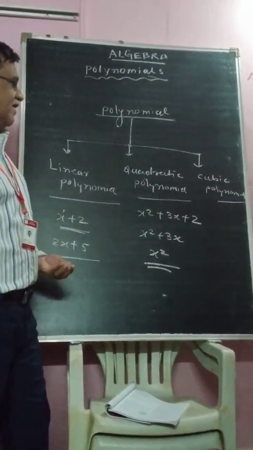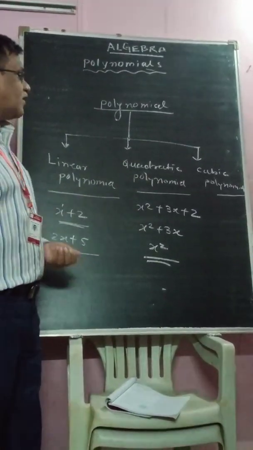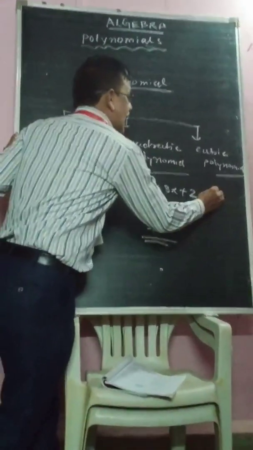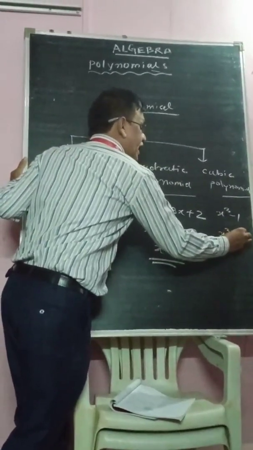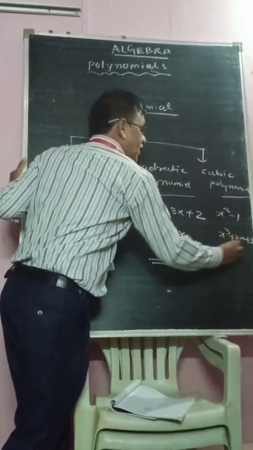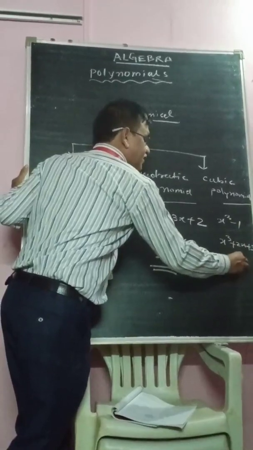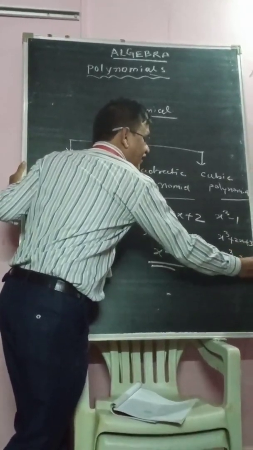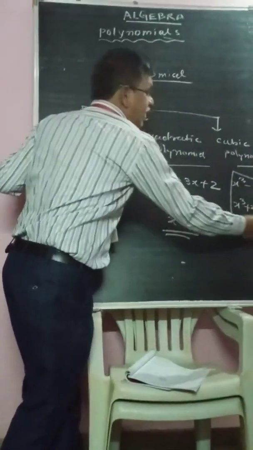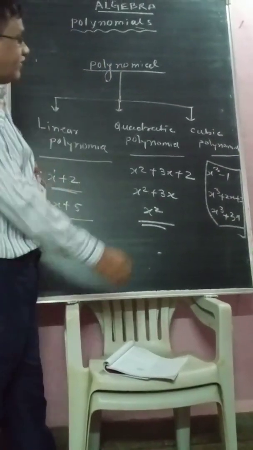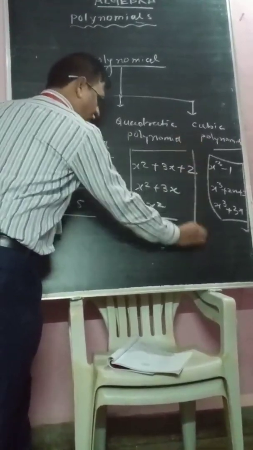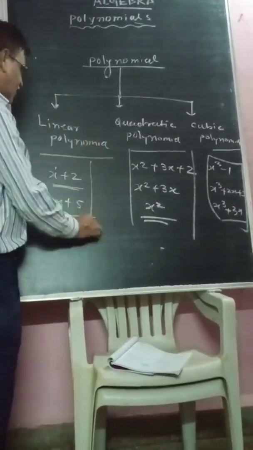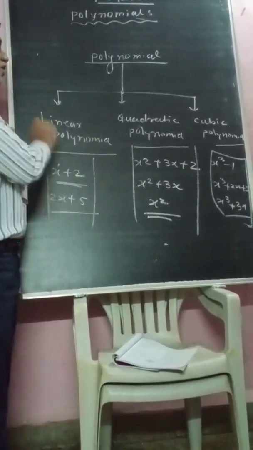A polynomial having degree 3 is also called a cubic polynomial. For example, x cube minus 1, x cube plus 2x plus 3, x cube plus 2x or 3x. These are all called cubic because the degree of this polynomial is 3, and the degree of this polynomial is 2. It is called quadratic. The degree of this polynomial is 1. It is called linear.